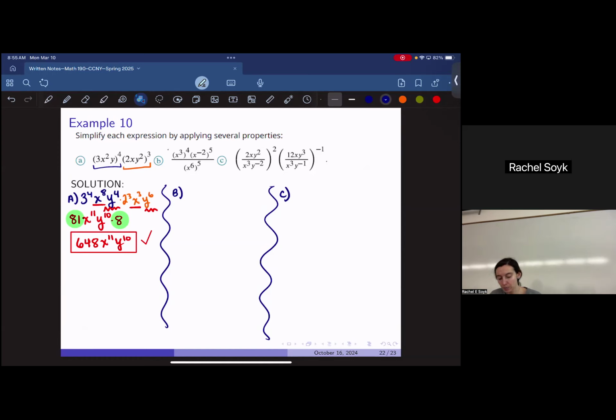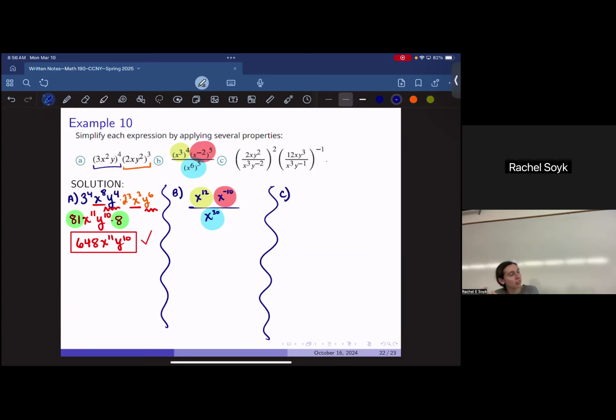Look at our second example. X to the 3rd raised to the 4th gives us what? X to the 12, good. And then we have x to the negative 2 raised to the 5th gives us x to the negative 10, good. And then we have x to the 6th raised to the 5th gives us x to the 30th, yep.